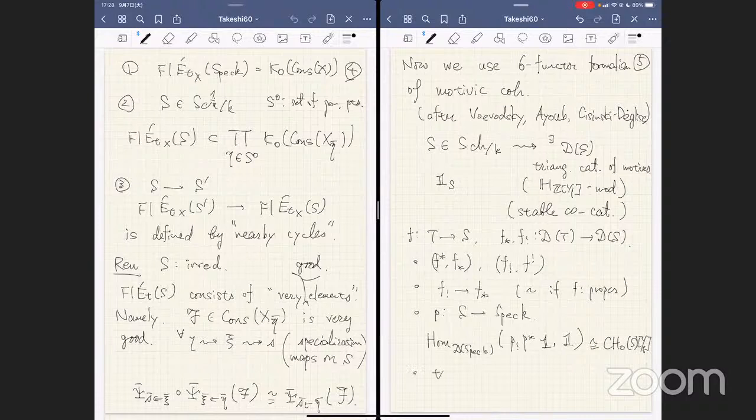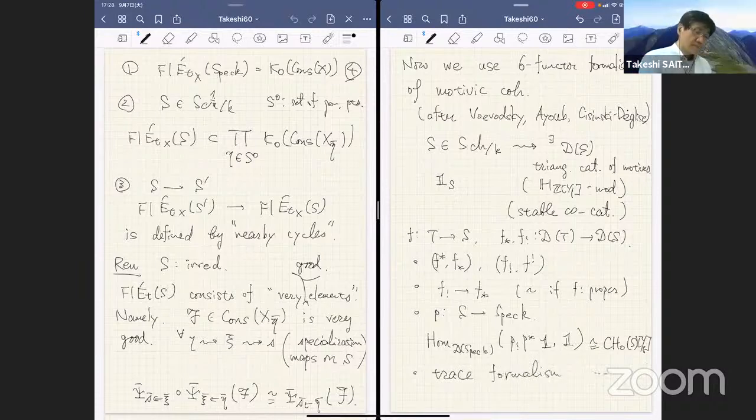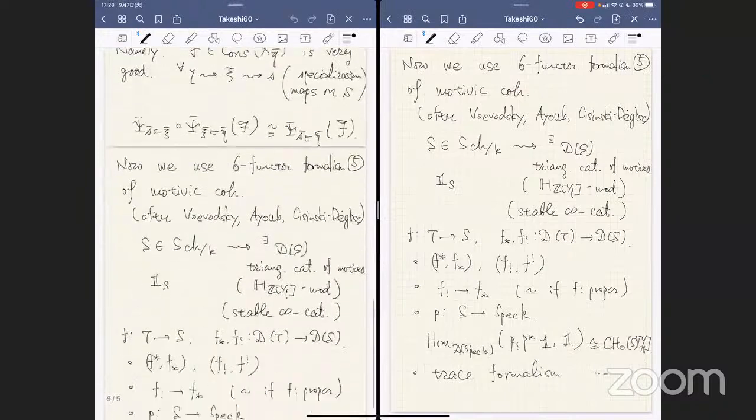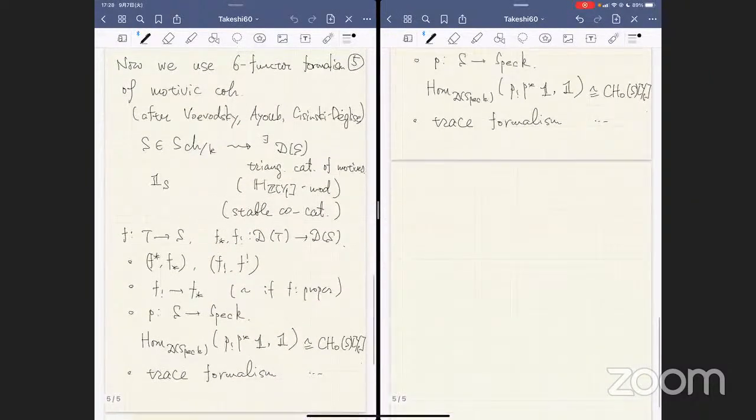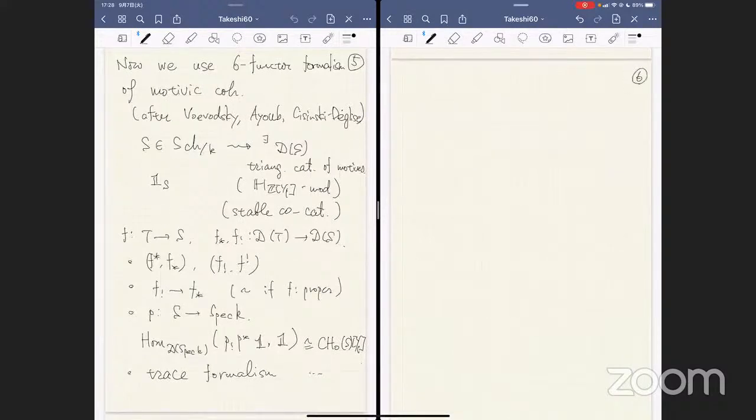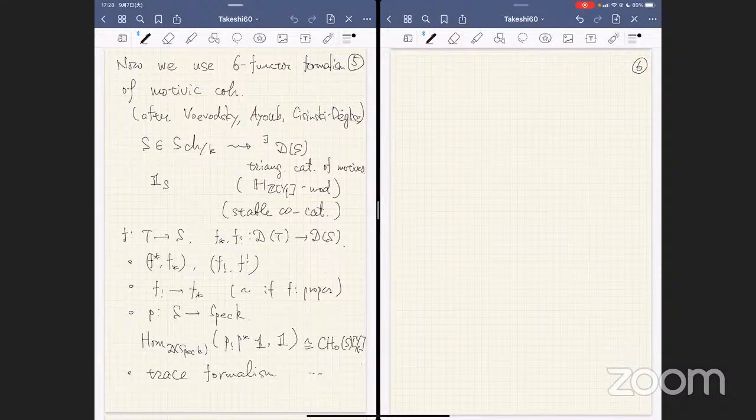And I also have trace formalism and various formal properties, like in étale homology. Okay, I'm using this formalism just because I need this. So if I replace the Chow group by some other group in the main theorem, you can just replace this six functor formalism. So if we are given this kind of six functor formalism, we can formally define a relative Borel-Moore homology.